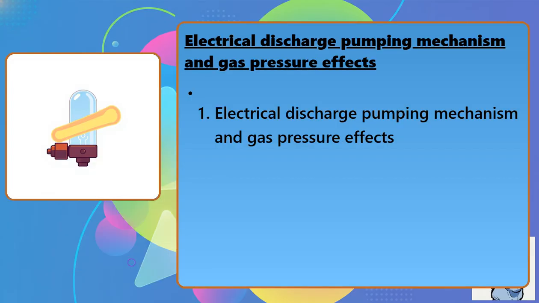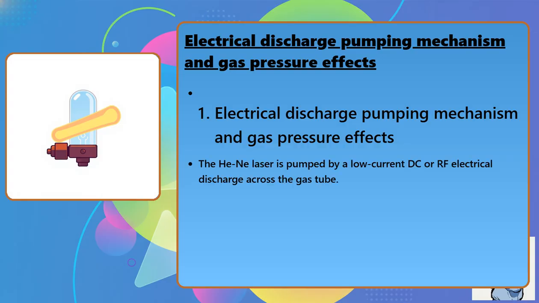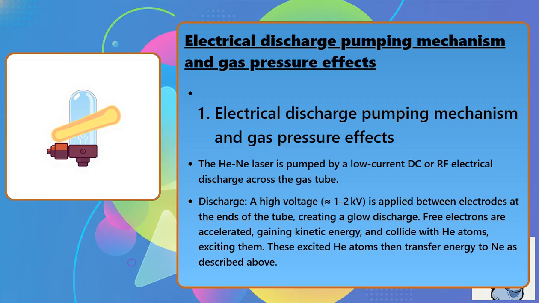Section 2: Electrical discharge pumping mechanism and gas pressure effects. The helium-neon laser is pumped by a low-current DC or RF electrical discharge across the gas tube. Discharge: a high voltage, approximately 1 to 2 kilovolts, is applied between electrodes at the ends of the tube, creating a glow discharge. Free electrons are accelerated, gaining kinetic energy, and collide with helium atoms, exciting them. These excited helium atoms then transfer energy to neon as described above.